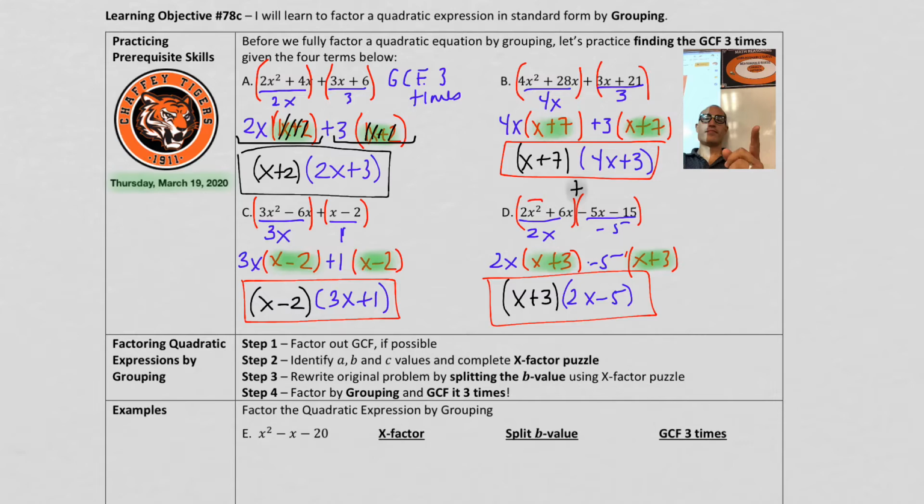This is a factor. This is a factor. X minus 2 is a factor. 3x plus 1 is a factor. X plus 3 is a factor. 2x minus 5 is a factor.